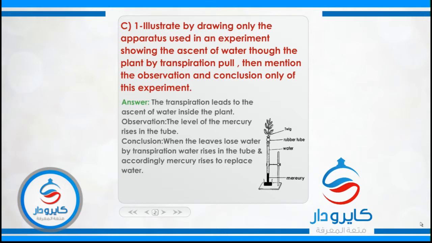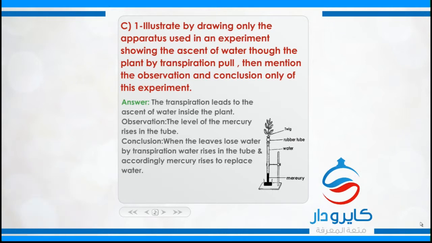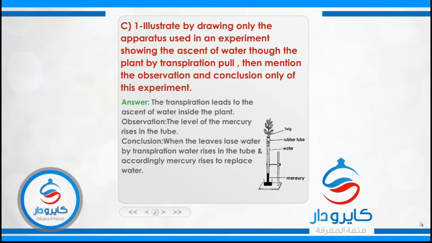We observe that the mercury level will rise inside the tube because the plant transpires, causing a pull of the water, and that causes a pull of the mercury to replace the water which gets out during the transpiration. This experiment proves the presence of transpiration pull. We explain that the water can ascend from the root to the leaf of the higher trees by the cohesive, adhesive, and the transpiration pull. In this case, the transpiration pull helps in pulling the mercury upwards inside the tube.